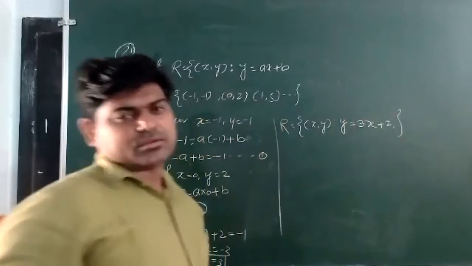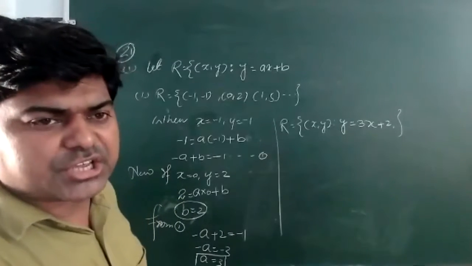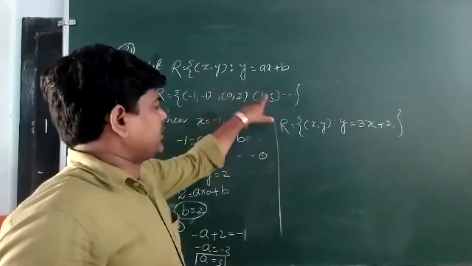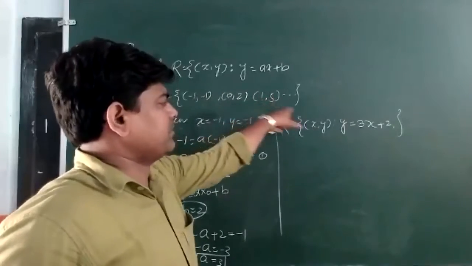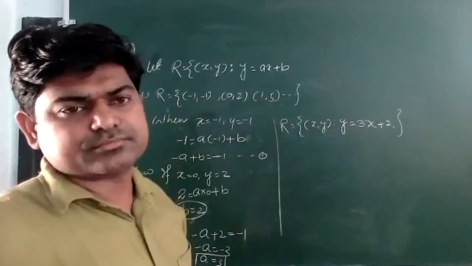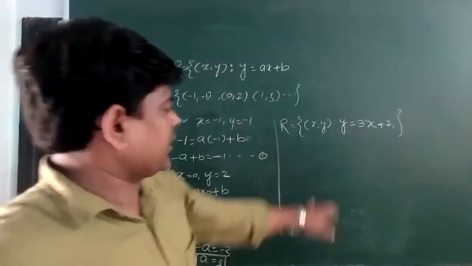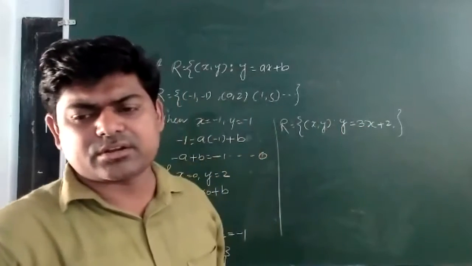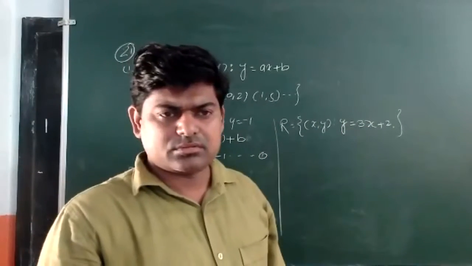Now you can do the cross checking whether we have done correctly or not. I took these two elements. If I take x is equal to 1, y will be 5. We are getting that, or not? When I take x is equal to 1, y is 5. It means we have got the correct result. Got it?